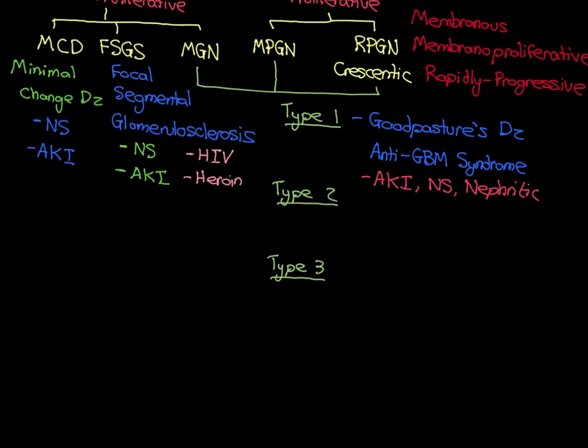Now let's talk about type 2 glomerulonephritis. So type 2 glomerulonephritis includes the immune complex deposition diseases, and there are loads of these. So these are diseases where you get a huge number of immune complexes circulating within the bloodstream.